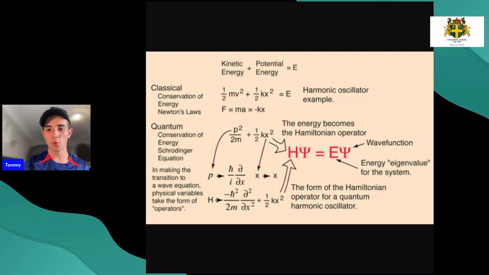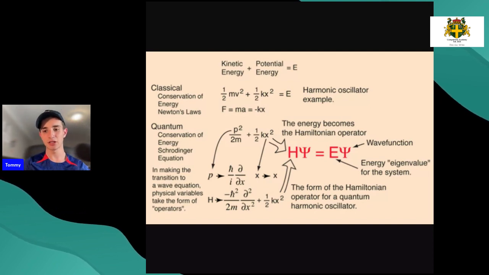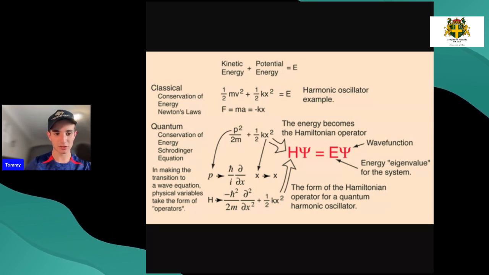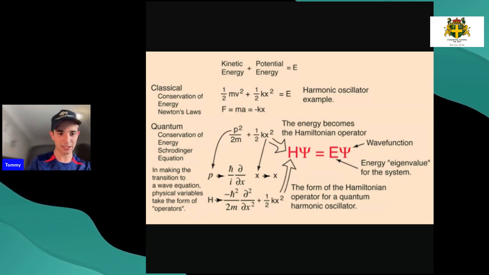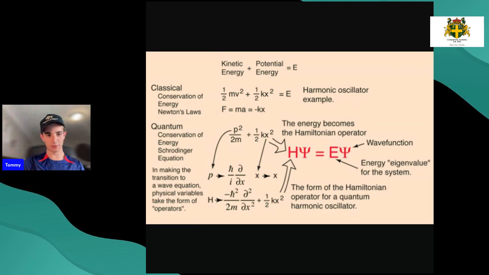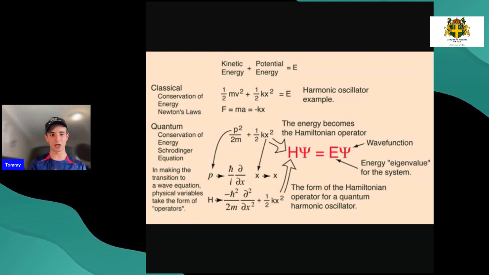When you plug all of the values in, you can calculate the probability of a particle's position at any range of values simply by finding the Hamiltonian operator, finding the wave function, and then taking the integral of that. So basically, you're finding the area under this.